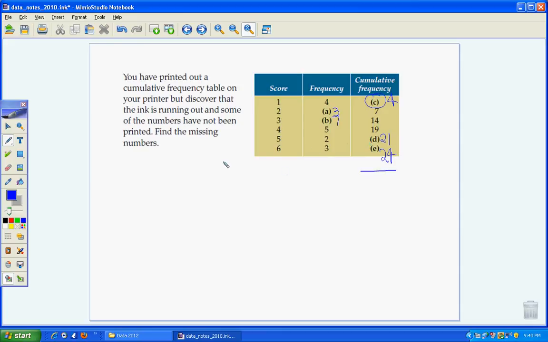So that's how we're going to get our missing numbers there, and being able to just play around with the cumulative frequency problem in a little bit different way.